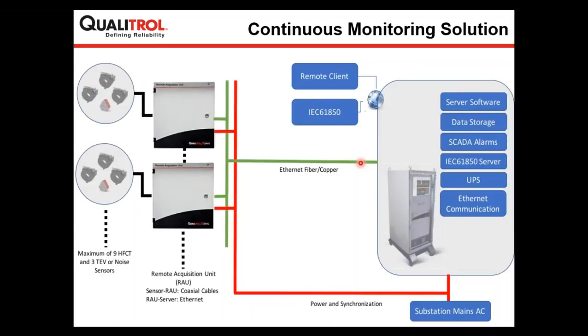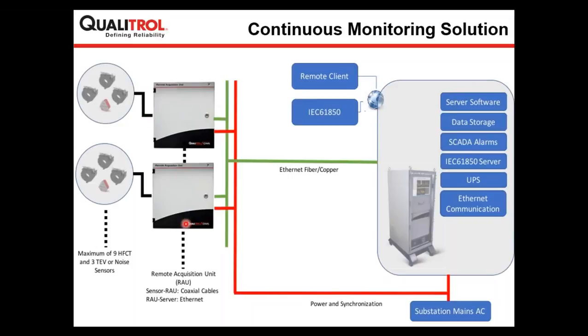Now, for the continuous monitoring solution, the technology remains the same. You have high frequency current transformers and transient earth voltage sensors which will be connected to the remote acquisition unit, which we call the RAU. Remote acquisition units are placed near the cable termination, and you can have a maximum of 9 HFCTs and 3 TEVs or 3 noise antennas connected to a single remote acquisition unit. And you can have multiple of these remote acquisition units in the substation.